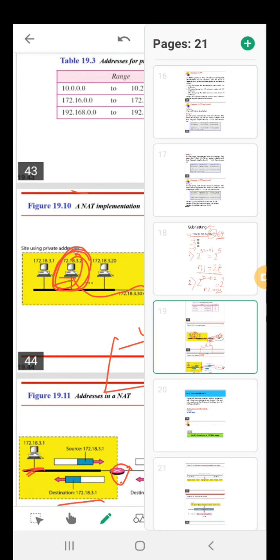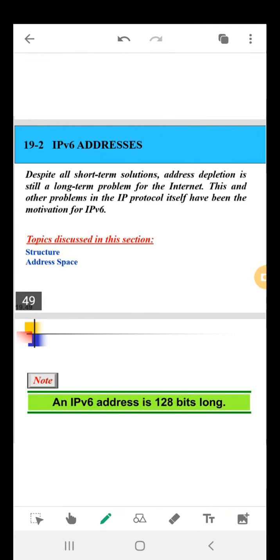Now even though we are using the NAT technique, which is very much useful because the number of IPv4 addresses is small, still that is not sufficient, because 2 raised to power 32, which is more than 4 billion, is also not sufficient in today's requirement. So what people are going for is another type of addressing, which is called IPv6 addresses.